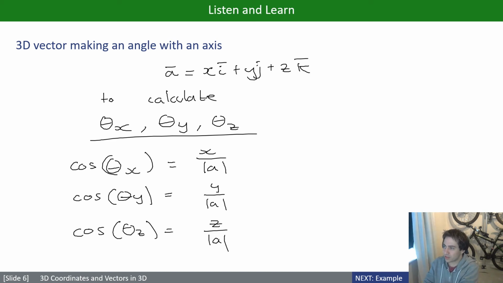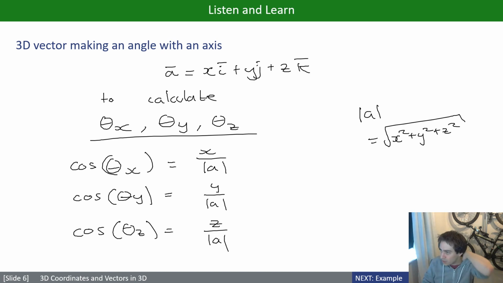Remember, this x here is just a number. It's the x component of the vector. That y, that z, they're just numbers, the y and z components. The mod a is also just a number. Just a reminder, we defined it earlier: mod a is the square root of the sum of the squares. So on the right hand side we'll just have a number, and then when you want to get theta x, for instance, you'll just do inverse cos of the number on the right hand side, and likewise with the other 2.